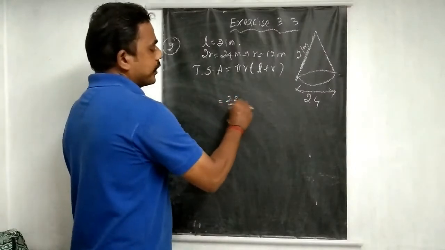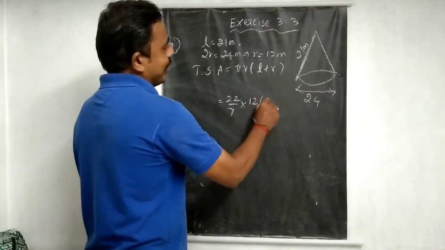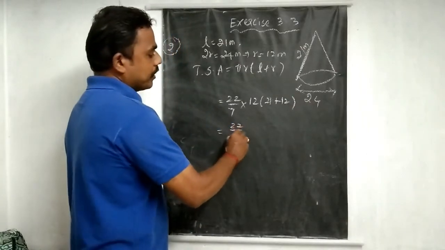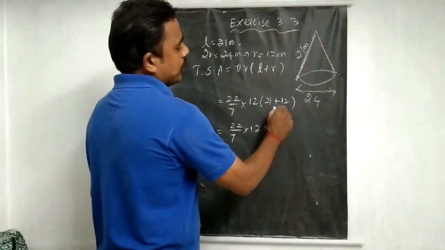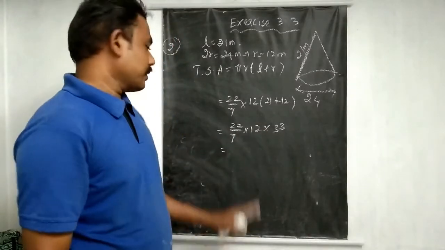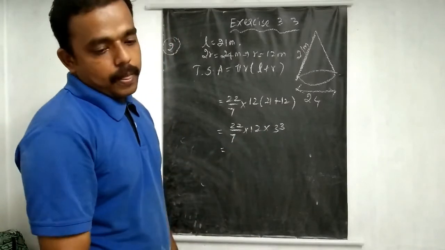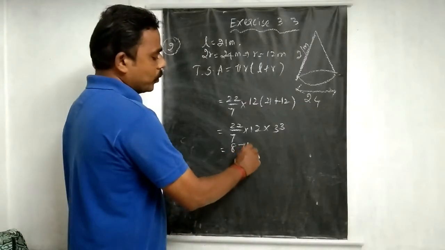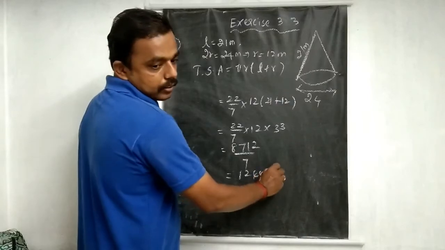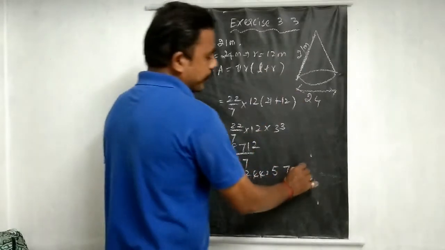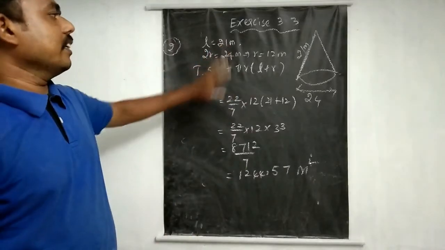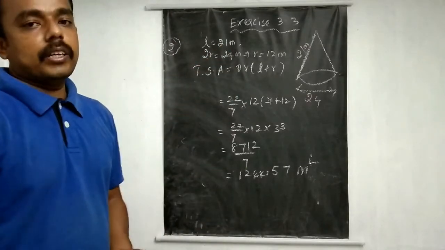So 22 divided by 7 into r value 12, l value 21 plus r value 12. So 22 divided by 7 into 12 into 3. Find the product of this and finally cancel by 7. We may get only a decimal answer. That is 8712 divided by 7 equal to 1244.57. Everything in meters, so meters squared. This is our answer for the second question. Everything given we need to substitute, and we may get a decimal answer.